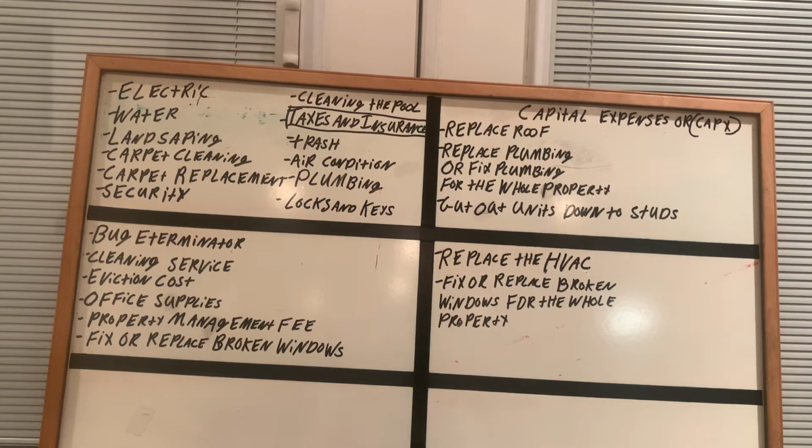Replacing the HVAC. Like I say, you might have to replace 1 or 2 air conditioners here and there, but if you have to replace the whole HVAC throughout the whole building, that's a capital expense. Fix or replace broken windows for the whole property, all right? Think about it. To replace a window is going to cost you $125, but you're in a building that has well over 1,000 windows. That's a capital expense. You're not going to replace every window in every building every month.